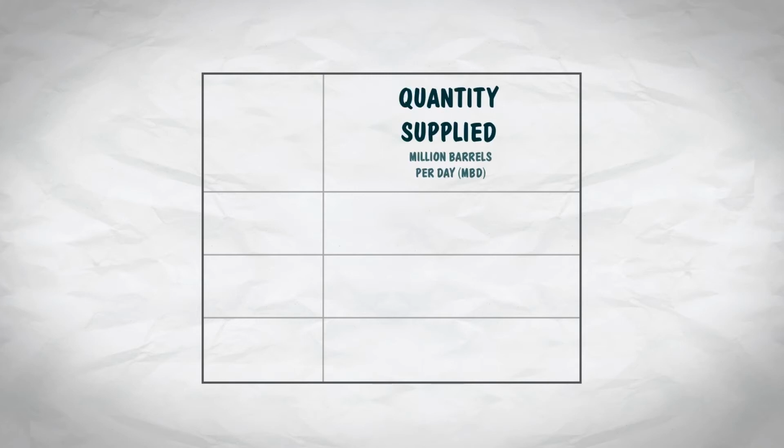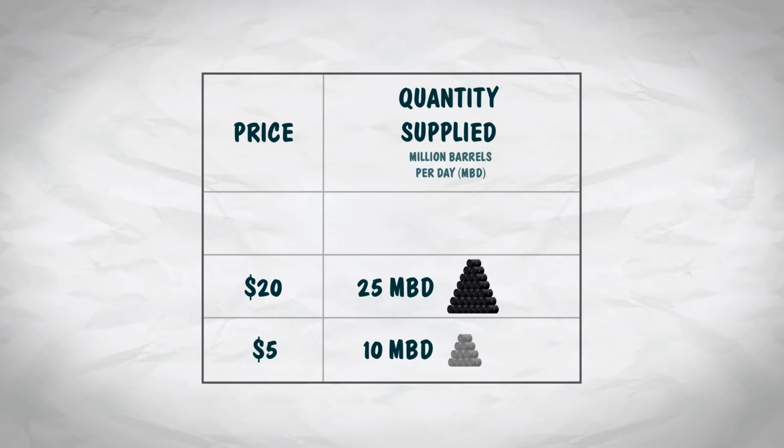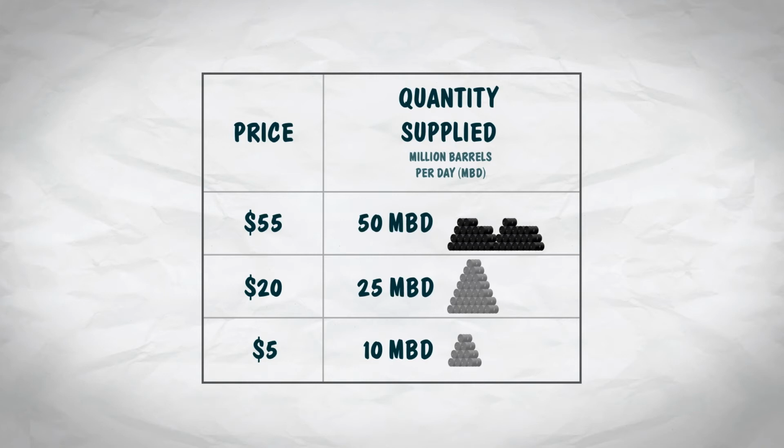Here's some hypothetical data that shows the quantity of oil supplied at different prices. For example, at a price of $5 per barrel, the quantity of oil supplied would be 10 million barrels a day. At a higher price, say $20 per barrel, the quantity of oil supplied is going to be higher, 25 million barrels a day. And at an even higher price, say $55 per barrel, the quantity of oil supplied would be 50 million barrels a day.